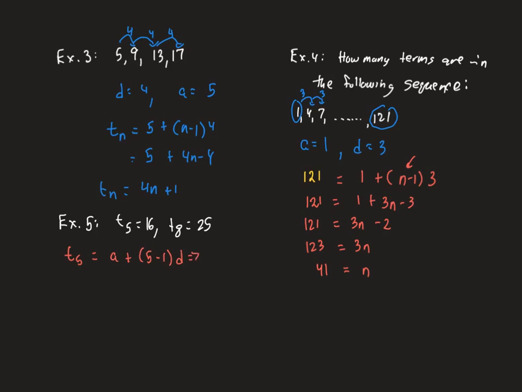So if I were to expand this, 5 minus 1 would be 4. So you'd have 16 is equal to A plus 4D. That's one equation. And for the second equation, we know T of 8 is 25. So you can make from that 25 is equal to A plus 7D. Okay, so that's your first, that's your second.